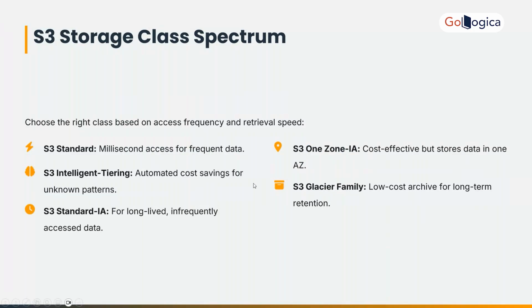Then we have the S3 Glacier family. The Glacier family is a low cost archive store. When we want to store data for the long term, very long, 7 years, 10 years, or more than that, we can go for Glacier because they provide the least cost for storage, for long-term retention. So let us go one by one here.